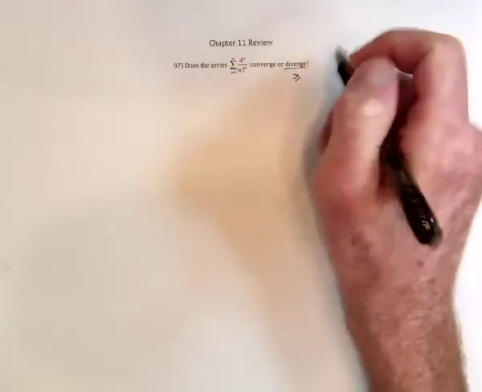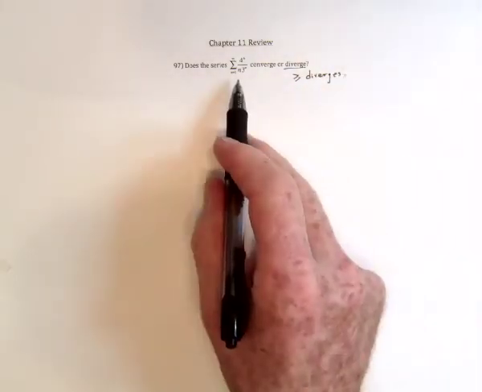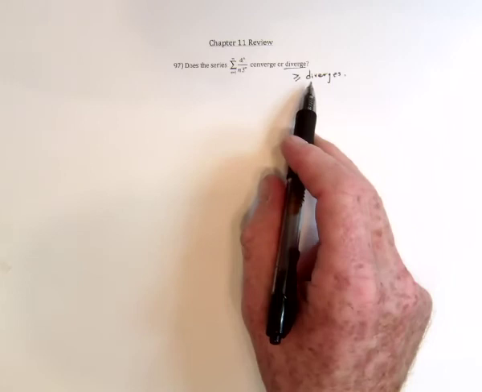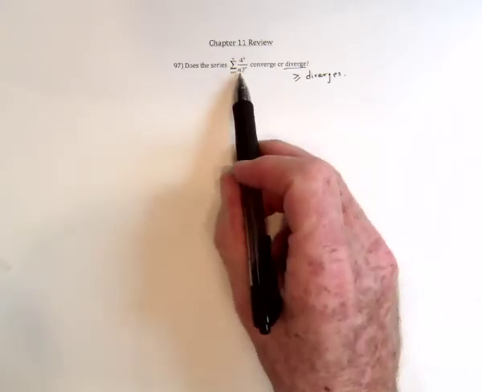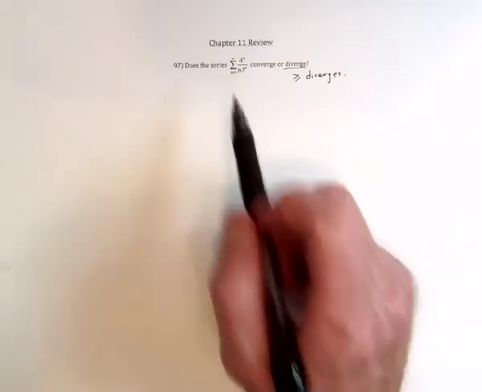Well, I could try a comparison test. I would need to show that it's bigger than or equal to something that diverges, because then you're showing this one is bigger than or equal to something that adds up to infinity. So that means it would add up to infinity. But what could I use? Because I've got this mixture of exponential functions and algebra n.